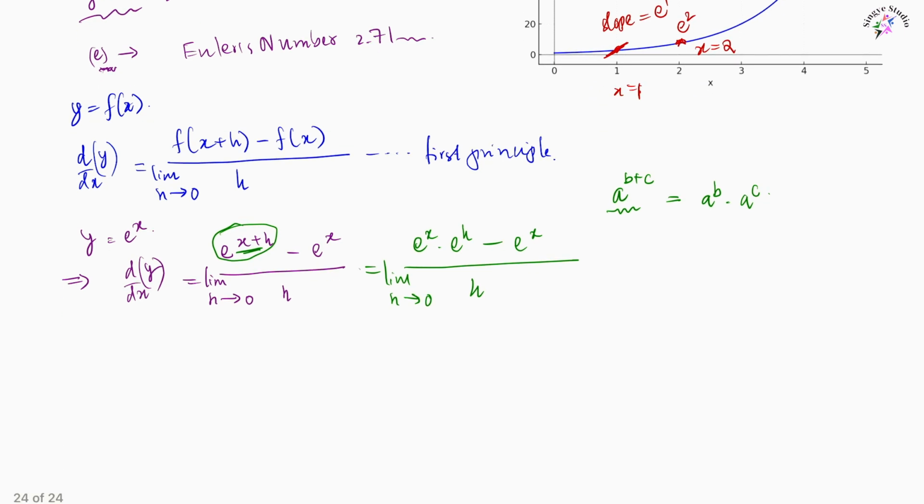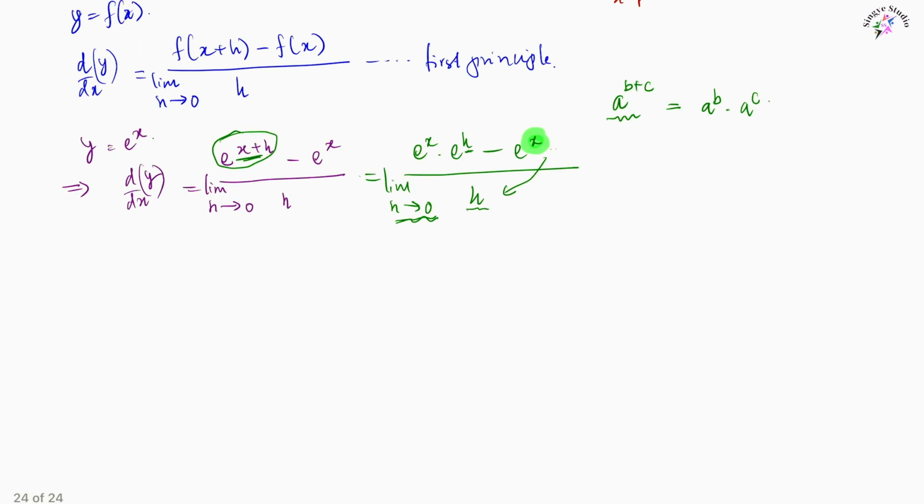Okay, now from here what we observe is this x is independent of the limit, because this limit applies only to this h variable. Therefore, we can isolate this e raised to x because it is independent of the limit. So by isolating this, we will now get e raised to x, limit h tends to 0, e raised to h minus 1 by h. Okay.